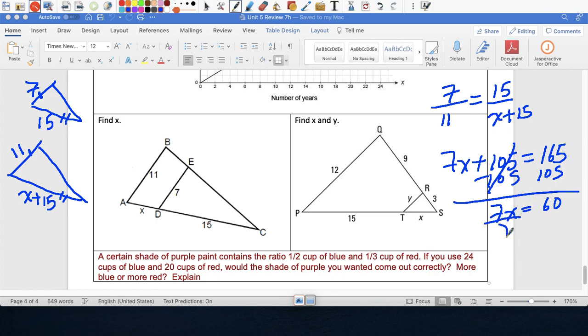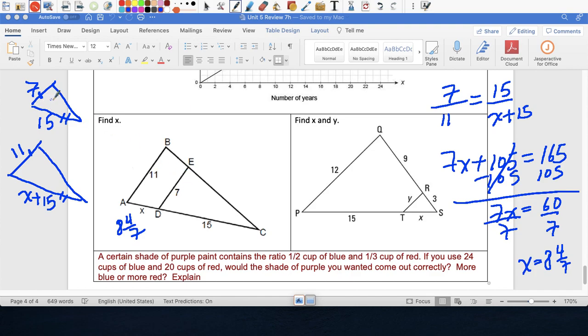And then we're going to divide this by 7, divide this by 7. X equals, and this is going to be a fractional value. So let's go 8 and 4 over 7. So x equals 8 and 4 over 7. Did I do something wrong? Just hang on a second.